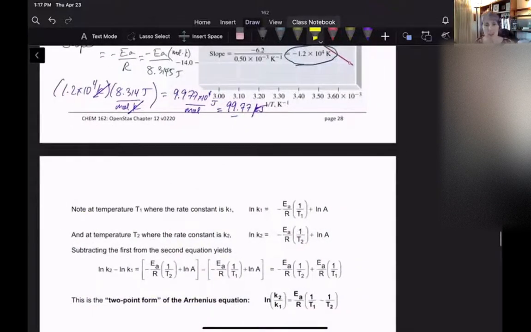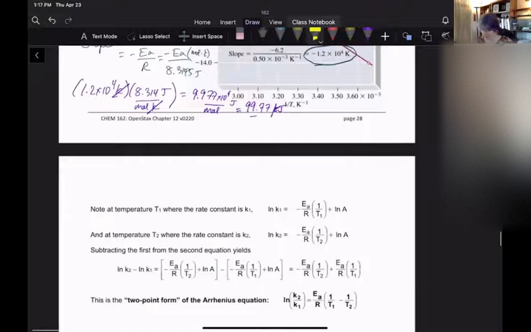We can take data at 2 different temperatures and we'll get 2 different rate constants. And if we subtract those, so I'm going to take this whole equation and subtract it from that one, then on the left side, we have log of K2 minus log of K1. Those logs can bring the K's inside, so we end up with this expression.